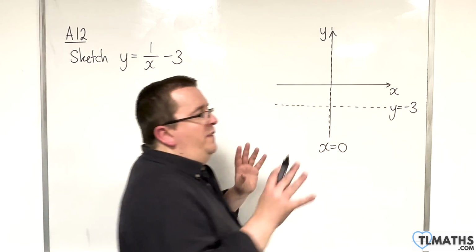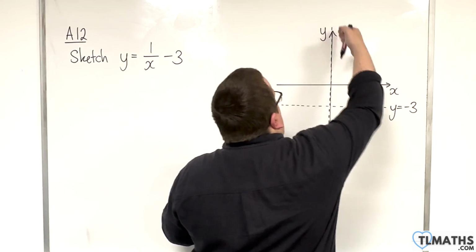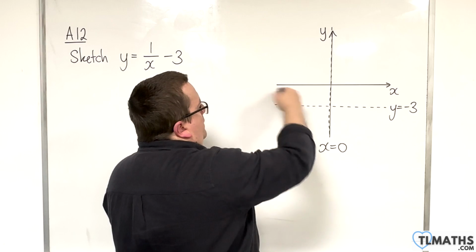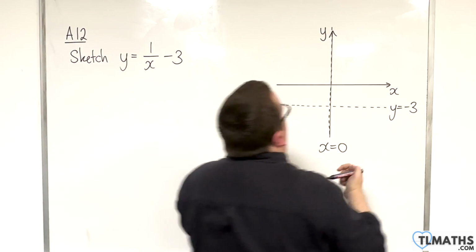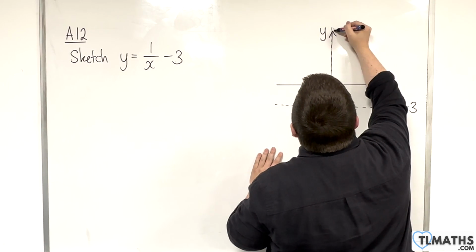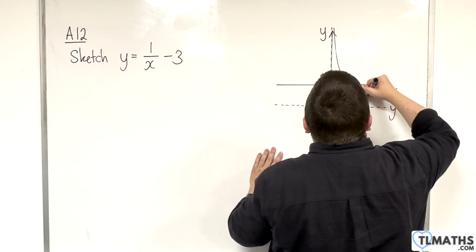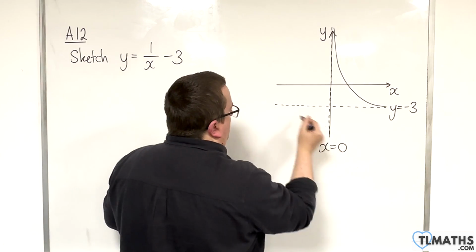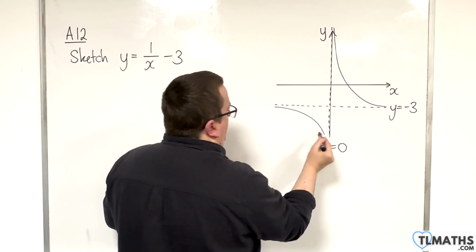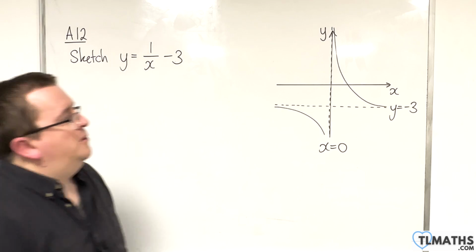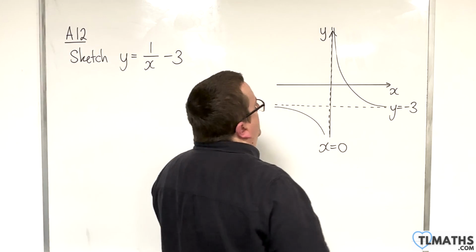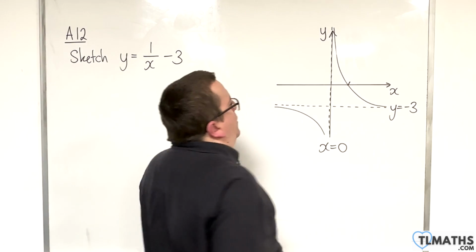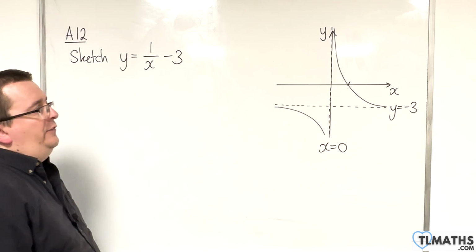So we know what the original graph looked like. We had a bit there, we had a bit there. Okay, that's been translated downwards, and so my curve must do something like this. So it must tend towards both asymptotes, and there is an interesting point here where it crosses the x-axis.